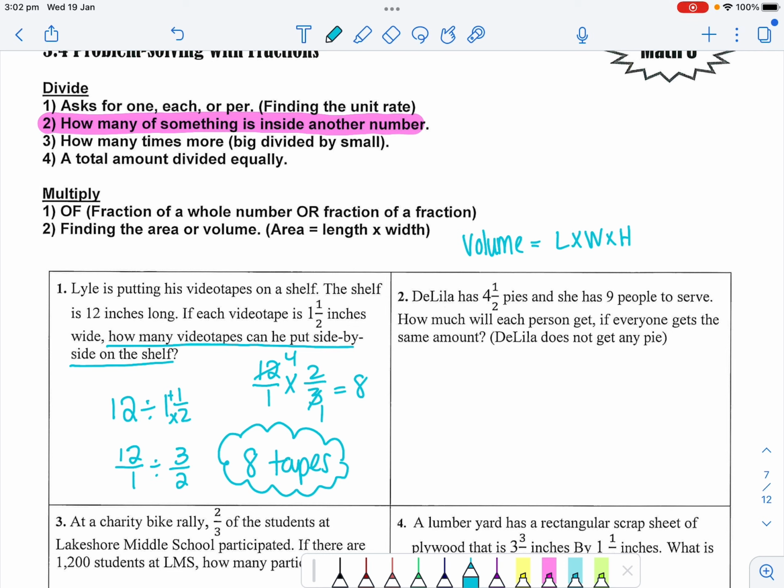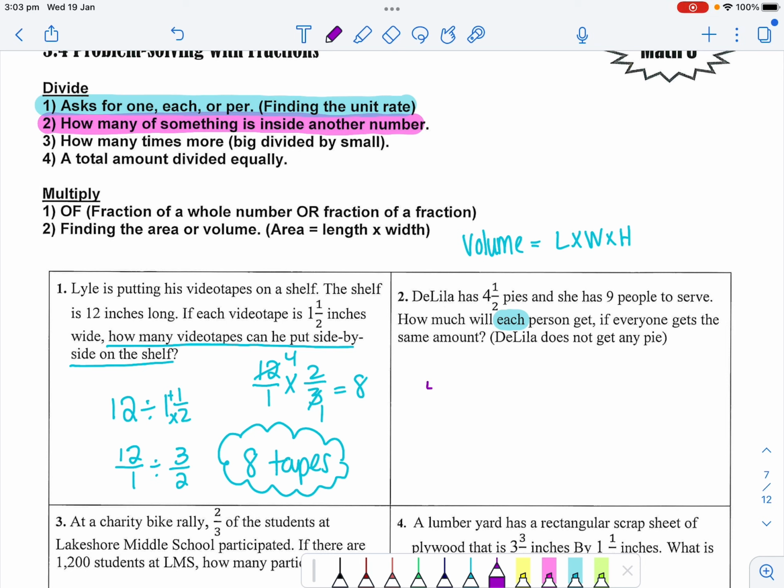Number 2 says Delilah has 4.5 pies and she has 9 people to serve. How much will each person get if everyone gets the same amount? So Delilah is sharing with everyone else and there are 9 people to share with. And I'm looking for each person. Number 1 asks for one each or per. So I'm going to be dividing.